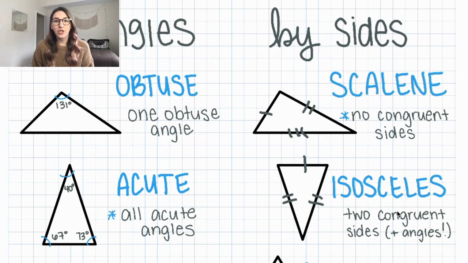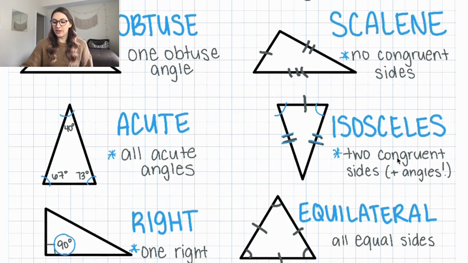The second option is an isosceles triangle. In an isosceles triangle, we have exactly two congruent or equal sides, and we can see that's the two that are across from each other here. And we actually have two congruent angles in these types of triangles as well, and we call those the base angles. And they are the two angles that are opposite or across from each of the congruent sides.